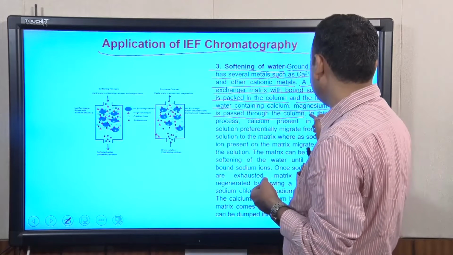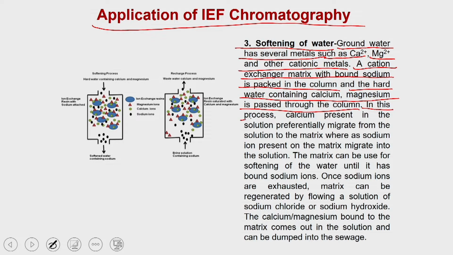So, in this process, the calcium or magnesium or all other heavy metals present in the solution preferentially migrate from the solution to the matrix, whereas the sodium ion present on the matrix migrates to the solution. So, there is an ionic exchange in which the sodium from the beads moves towards the solution, and the magnesium or calcium or other heavy metal moves towards the beads. The matrix can be used for softening of the water until it has bound sodium ions.